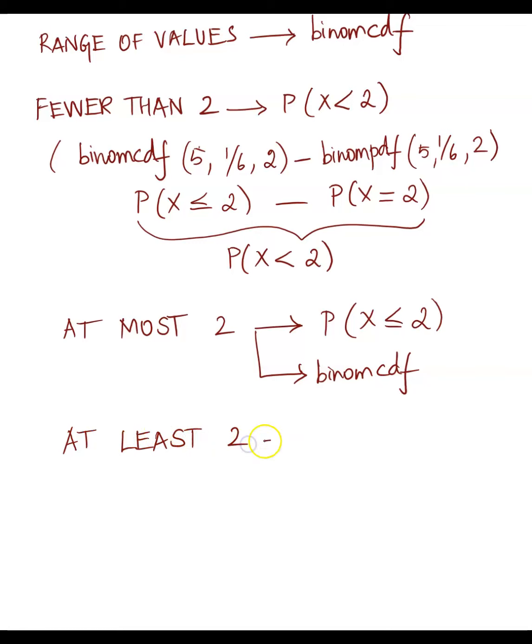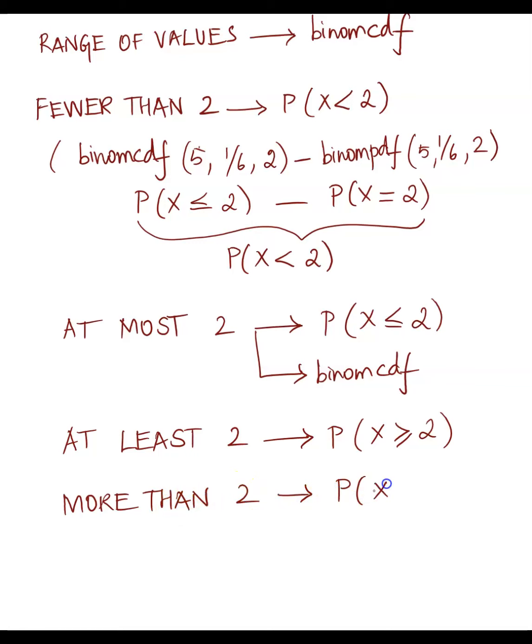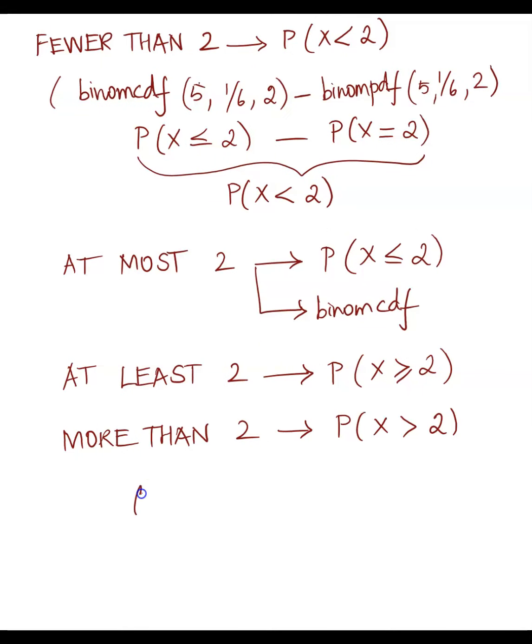If you say at least 2, it means 2 or more. So that'll be x is greater than or equal to 2, and the other one would be more than 2, which is probability of x strictly greater than 2. For a greater than situation, you will want to use the complement rule.